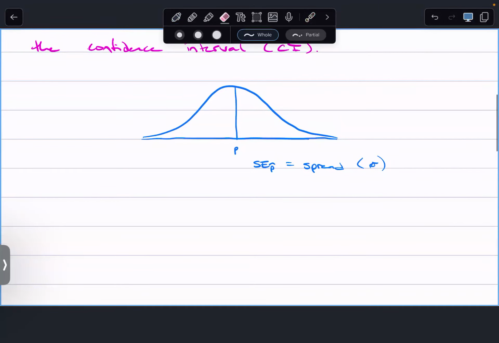Oh, I made a mess. Maybe I'll do SD instead, right? Kind of the SD, the standard deviation equivalent. How about I say that? Because it's not the standard deviation, it's the standard error. The equivalent.